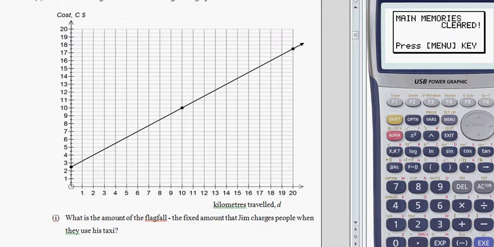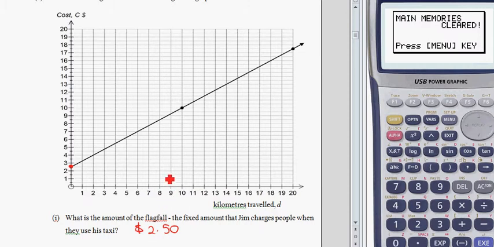This is question 1 from 2013 about Jim's taxi charges. Part 1: what is the amount of the flag fall, the fixed amount that Jim charges people when they use his taxi? The fixed amount will be this initial amount here, flag fall they call it in taxi world, so that would be $2.50.